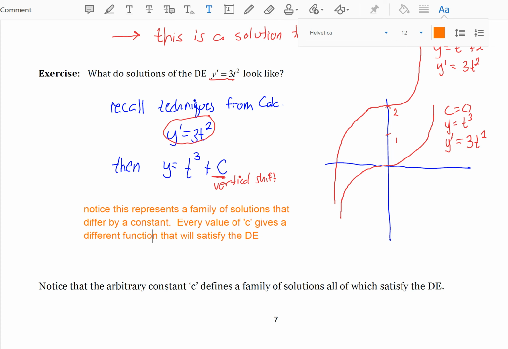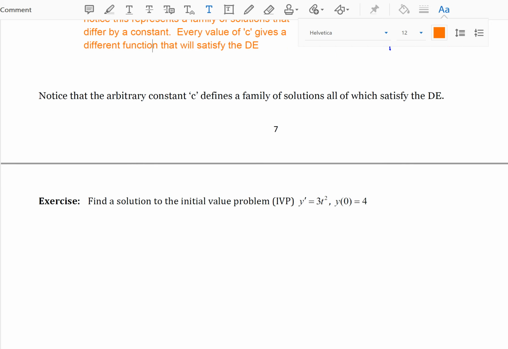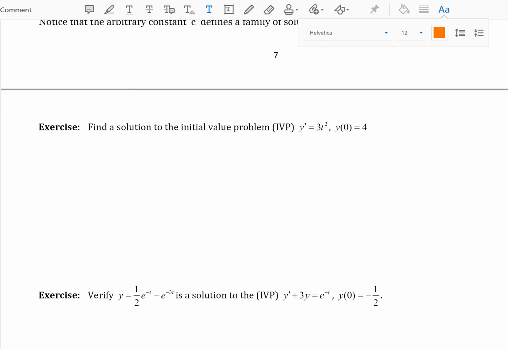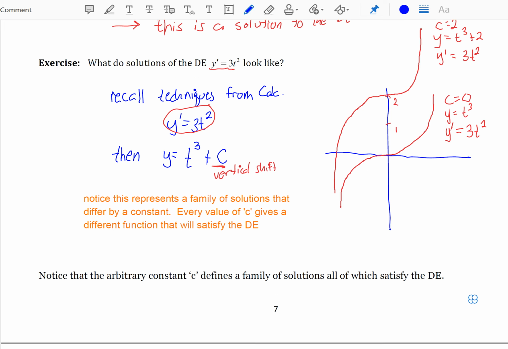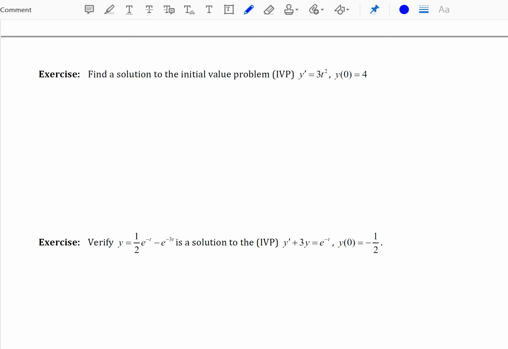Let's look at another example. Can we find a solution to the initial value problem y prime is 3t squared that must go through the point 0, 4? From our last example, we know there are an infinite number of solutions to the differential equation y prime is 3t squared that differ by a constant. In this example, I'm asking, what would the constant have to be so that our solution went through the point 0, 4?